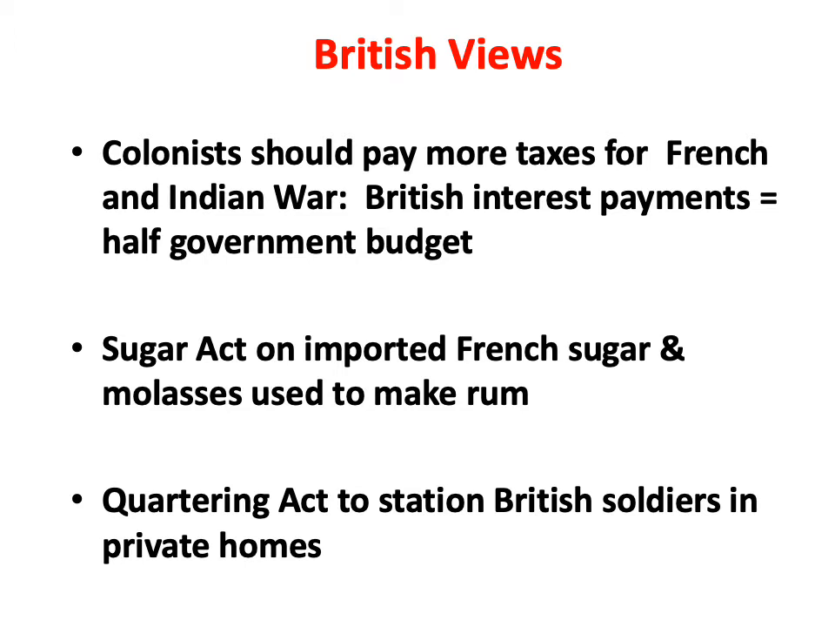So Britain imposed the Sugar Act, which was a tax on imported French sugar and molasses, which the colonists in North America used to make rum, which was one of their favorite beverages. They also passed a Quartering Act, which required colonists to accept British soldiers in their private homes.